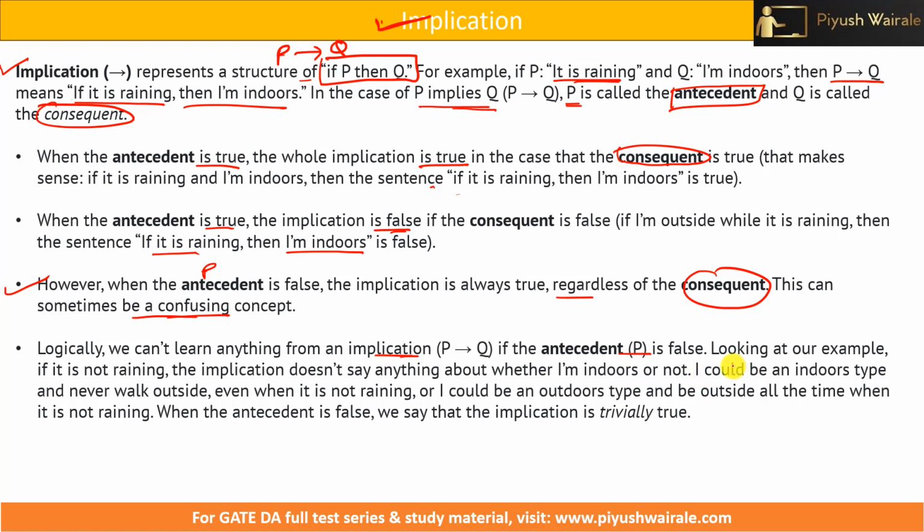I could be an indoor type and never walk outside even when it is not raining. This is possible, right? Or I could be an outdoor type and be outside all the time when it is not raining. So when our antecedent P is false, we cannot conclude anything. In that case, we say the implication is trivially true. Whenever P is false, P implies Q is always true, right?